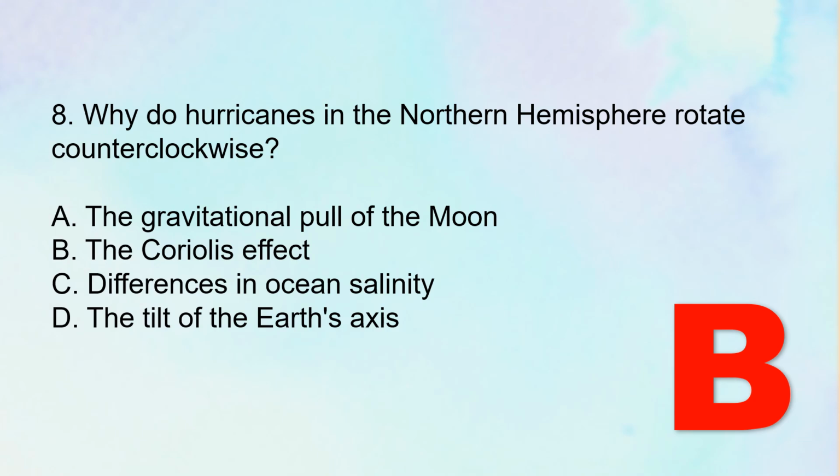Now for letter A, the moon affects tides, not hurricane rotation. Again, the gravitational pull of the moon affects tides, high tide, low tide. For letter C, ocean salinity does not determine storm rotation. For letter D, Earth's tilt affects seasons, not storm direction. Again, the tilting of the Earth's axis affects seasons. Okay, letter B is the best answer.